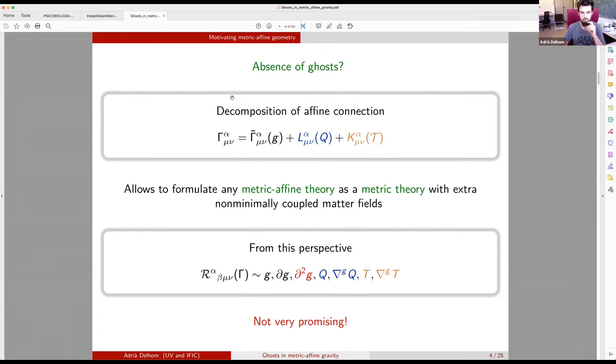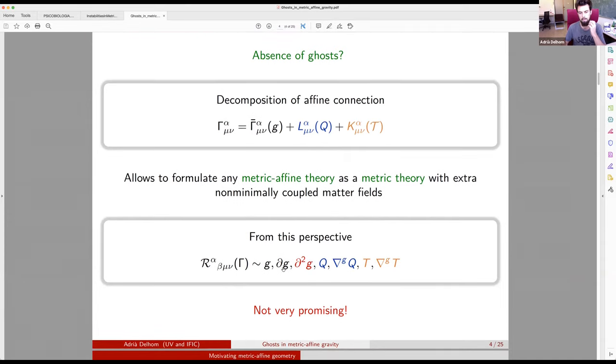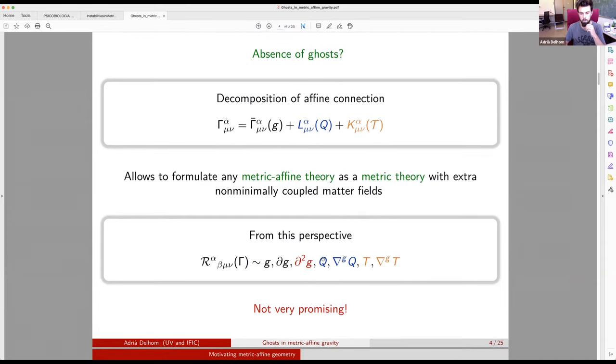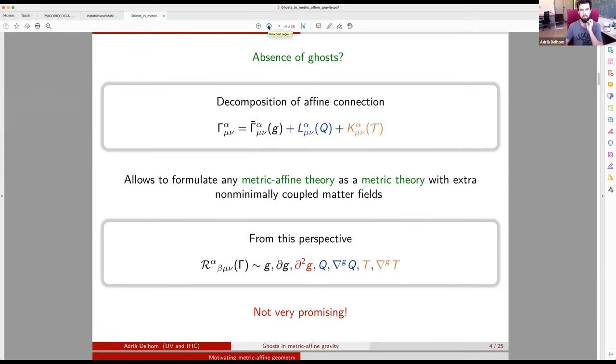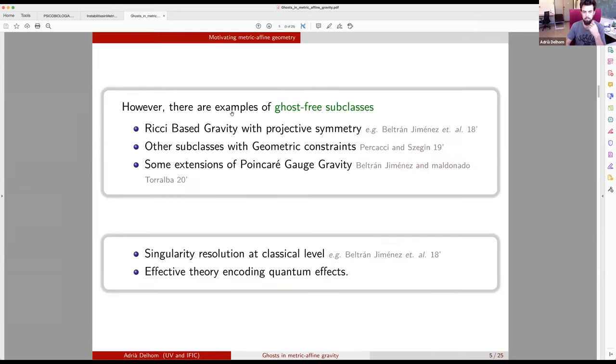Okay, so I was saying that there is always this decomposition of the affine connection in terms of the metric connection plus some other terms. And this allowed us to write any action as a metric theory with some extra non-minimally coupled matter fields, which will generally excite Ostrogradsky instabilities, as we will see later. So in principle, this idea that metric-affine theories were free of ghosts is not very promising. However, as I was saying, there are several examples of theories of the metric-affine class which are ghost-free, and they have nice properties, okay?